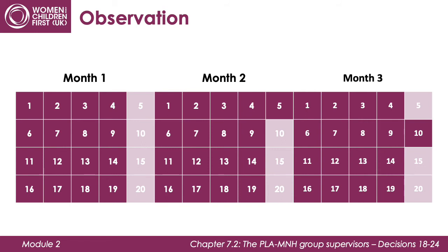In all these cases, we are talking about observing PLA-MNH group facilitators, not PLA-MNH groups. However, PLA-MNH group facilitators will often be responsible for several groups each. Where possible, PLA-MNH group supervisors should rotate which groups they observe every month or quarter to ensure that all or as many PLA-MNH groups as possible are visited by the end of the program.